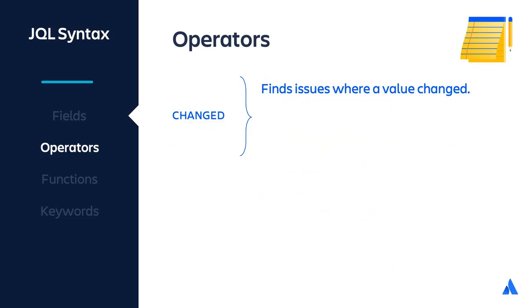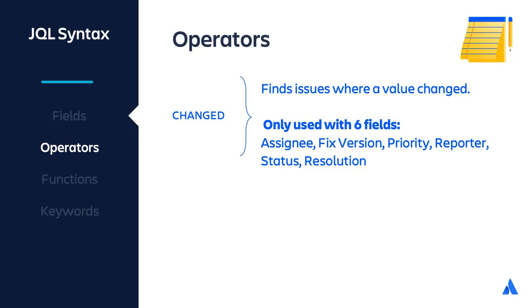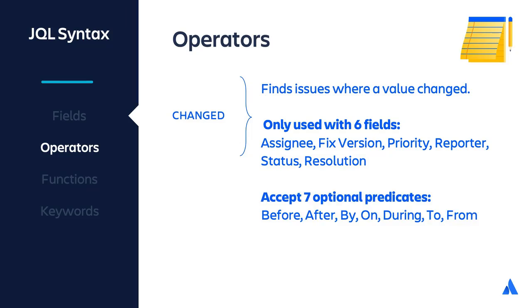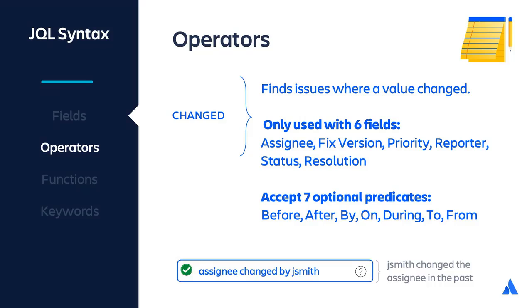Similar to the was operator, the changed operator allows you to search through the histories of issues. It can also be used with the same 6 fields, and it accepts 7 optional predicates. These optional predicates are the same ones that are used with was, along with from and to predicates. This allows you to find issues where a specific field has ever changed or has changed within a defined time frame. Assignee changed by JSmith returns all issues where the user, JSmith, has changed the assignee in the past.